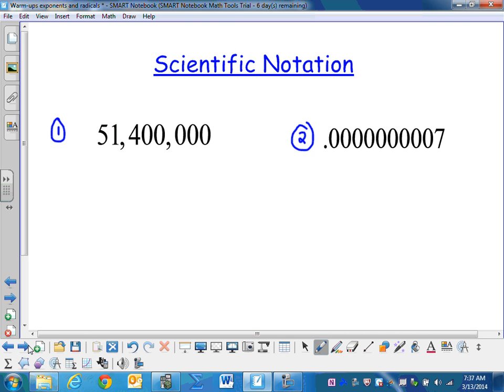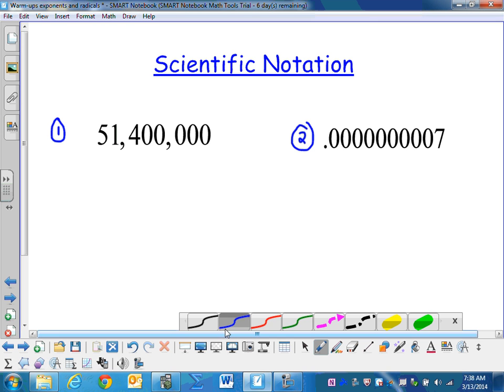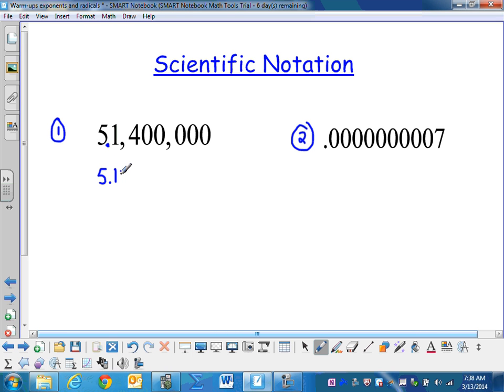Here we have two examples of numbers written in standard form. We're going to convert them to scientific notation. So the first thing is our a needs to be greater than or equal to 1 and less than 10. So we're going to make it a 5.14 times 10 to how many places we moved the decimal. We went 1, 2, 3, 4, 5, 6, 7. So times 10 to the 7.